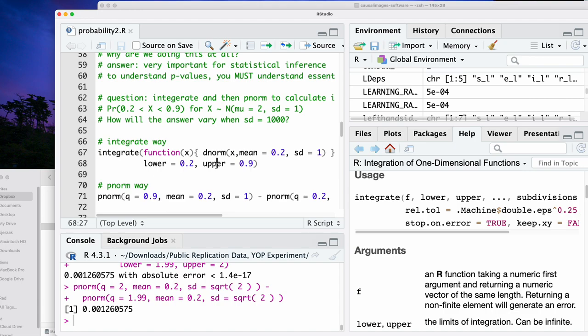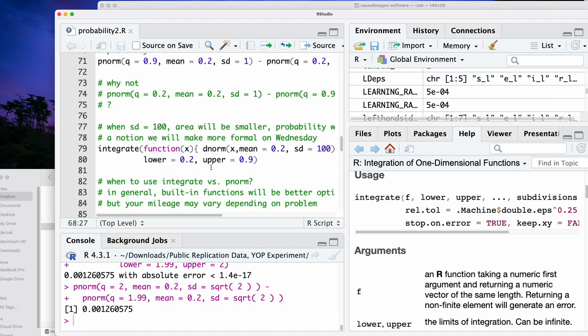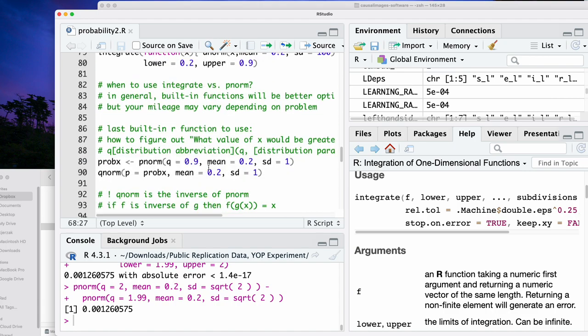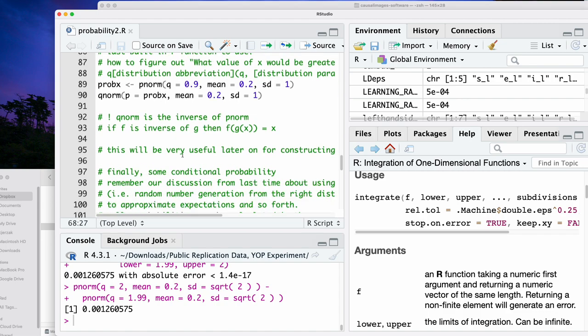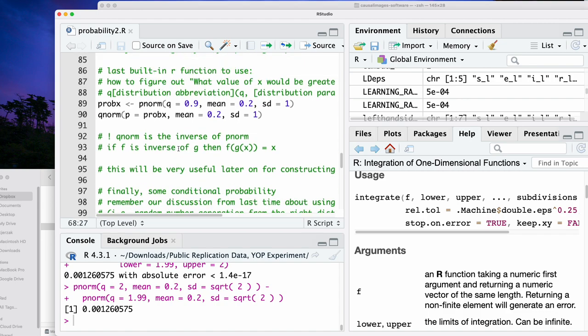So now this is the integrate way, this is the p-norm way, this is the integrate way. So I have a few examples here. Hopefully, from the questions it's getting, it seems clear.